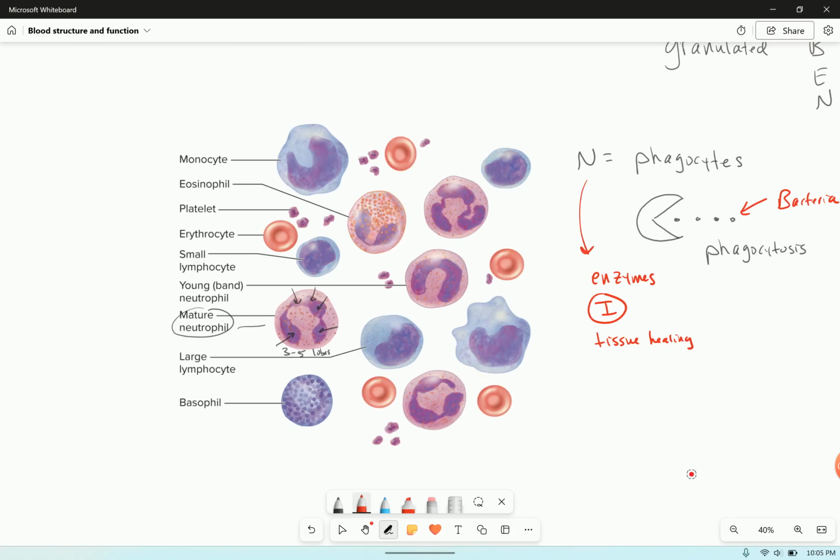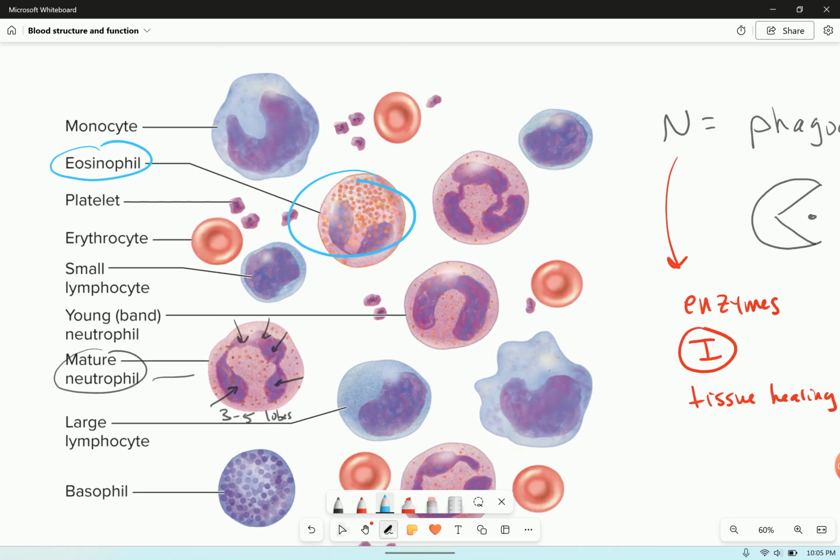Okay, the eosinophil, which is granulated. So we'll look at the eosinophil over here. It is bilobed. So you'll notice that there are two lobes. And the reason why the lobes look purple is because of a dye, or you could say a stain. So they stain the cells so that they're easier to see under a microscope.